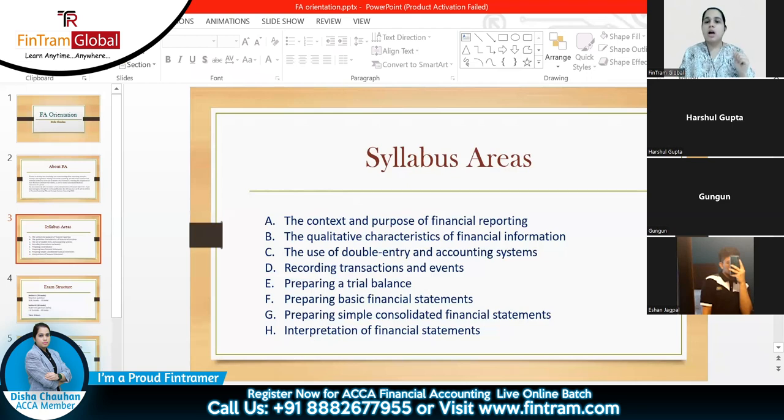Control accounts, reconciliation, bank reconciliation, and of course your suspense account. Suspense account is something that you open up when, let's say, your trial balance is not tallying, or you do not know where to post that amount in that account.